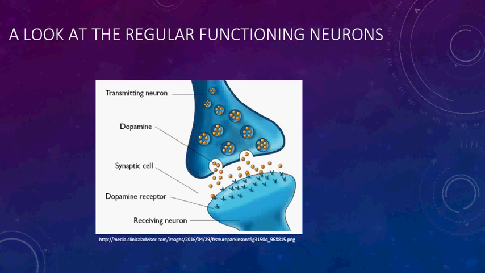First, let's take a look at the regular functioning dopamine neurons. As you can see, transmitting neurons carry dopamine from the presynaptic neuron, which get released to the synaptic cell and bind to the dopamine receptor on the receiving neuron, also known as the postsynaptic neuron. The important thing to note here is the amount of dopamine neurotransmitters being released and binding to the receptors. If you count, you will see that there is 22.